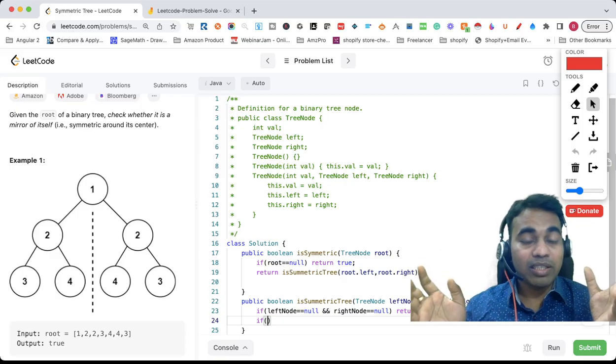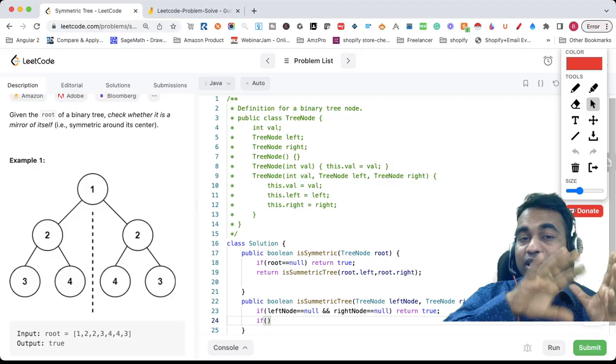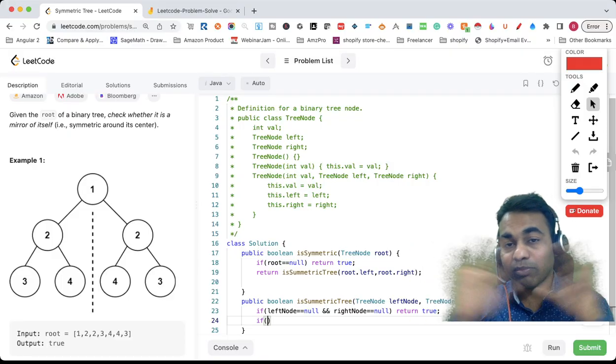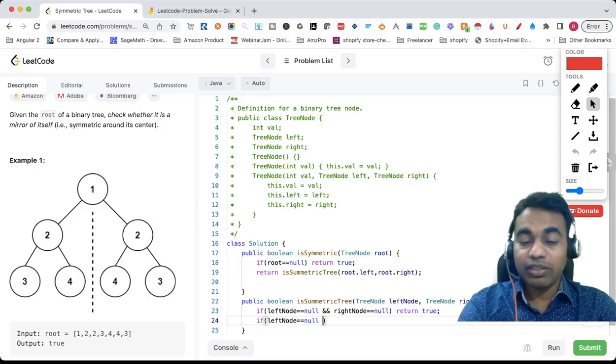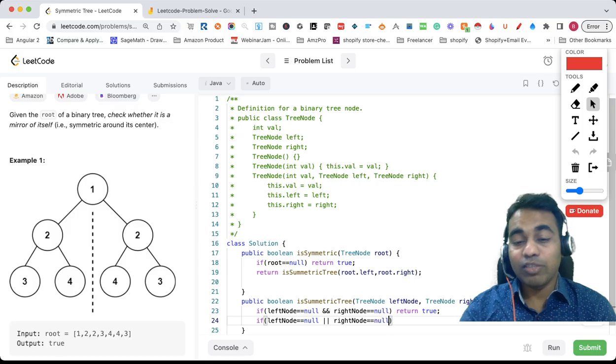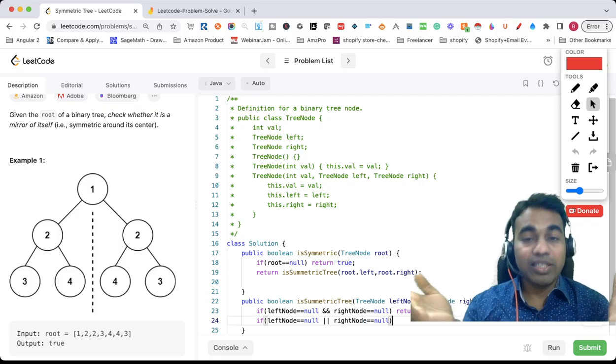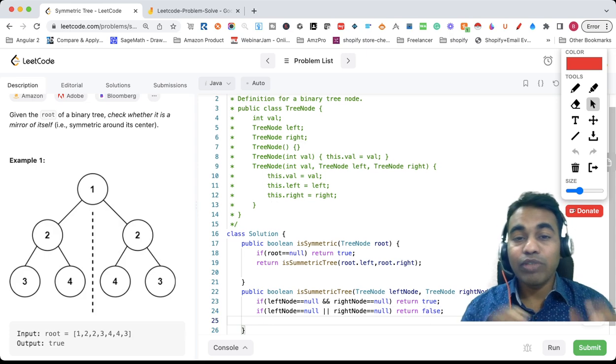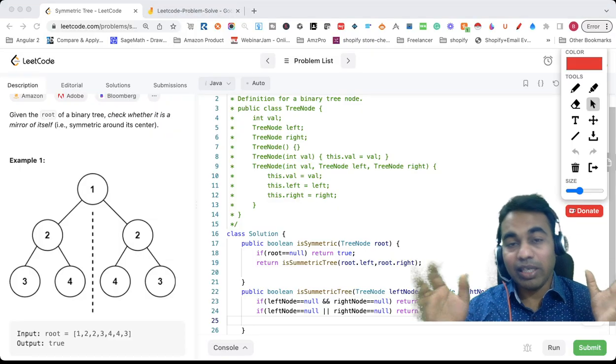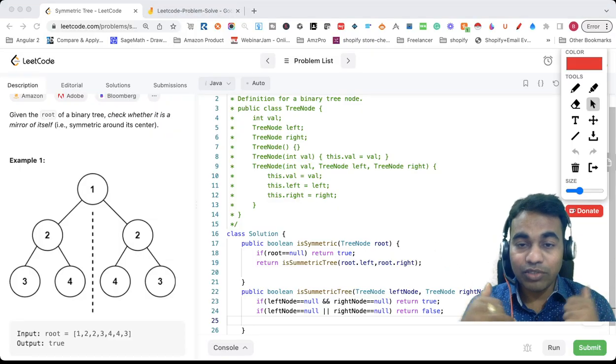That means it cannot be symmetric, right? If left is null, then right needs to be null, and vice versa, both need to be null. So if I write left node equal to null or right node equal to null, this signifies that since both are not null, if any one of them is null, this is not a symmetric tree. I hope you are understanding it. So that's why I can return false. Now I know that both of them are not null.